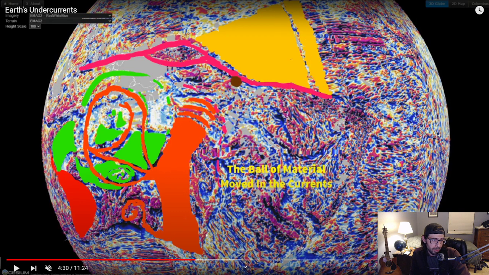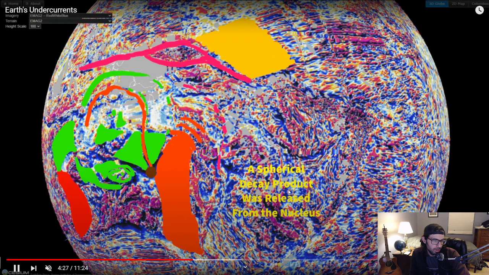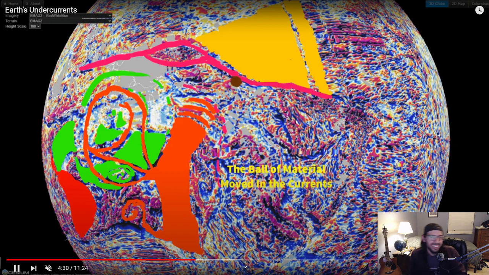A spherical decay ammonite created by currents. Here's this. A spherical decay product was released from the nucleus. The ball of material moved in the currents. Honestly, I put this in, but I'm not completely sure about where the ball is. I'm pretty sure this happened, but whether or not it was a ball then, or if it was just debris from here that got swept over here and then became a ball here, I'm not sure.